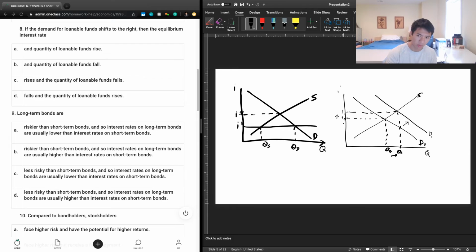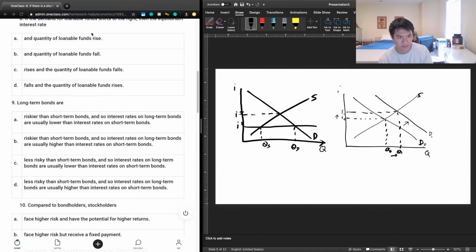Let's take a look at what the answer choices are. A says equilibrium interest rate and quantity of loanable funds rise, and that does seem to be what we're seeing on the graph. B says equilibrium interest rate and quantity of loanable funds fall, and that's not what we see when we shift the demand curve to the right. C says interest rate rises and quantity of loanable funds falls. That's not what we see happening. And D says interest rate falls and quantity of loanable funds rises, and again, that's not what we see.